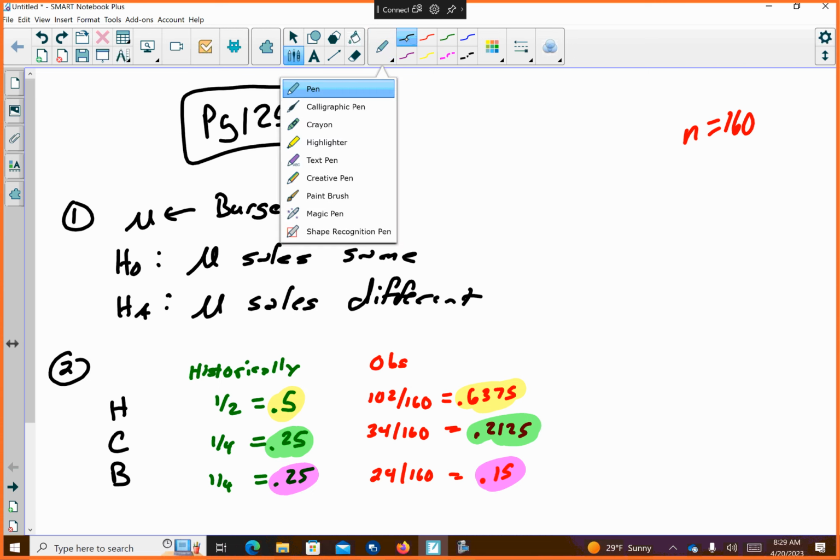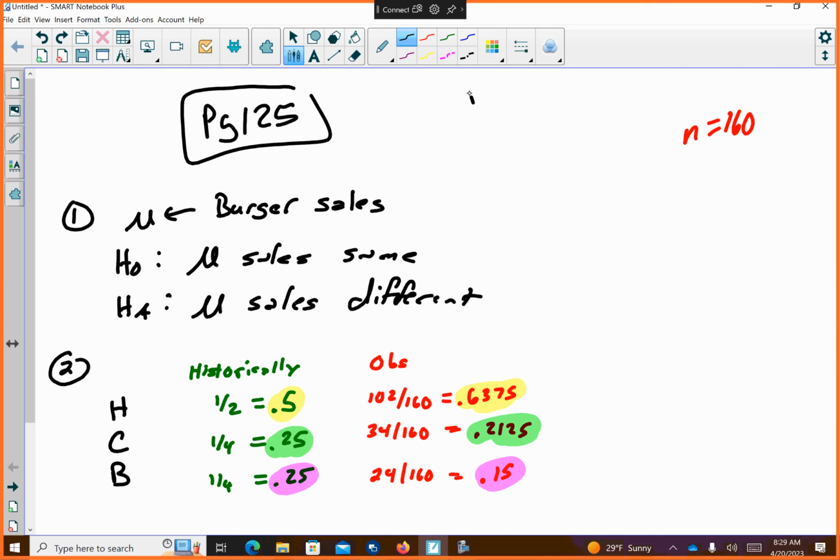Okay. All right. We're on page 125. We are now done with problems number 1 and 2. So this historically, we could have also called the expected, because we've used all of our data to get that, and then our observed can still be called observed. That's basically what takes place with this information.